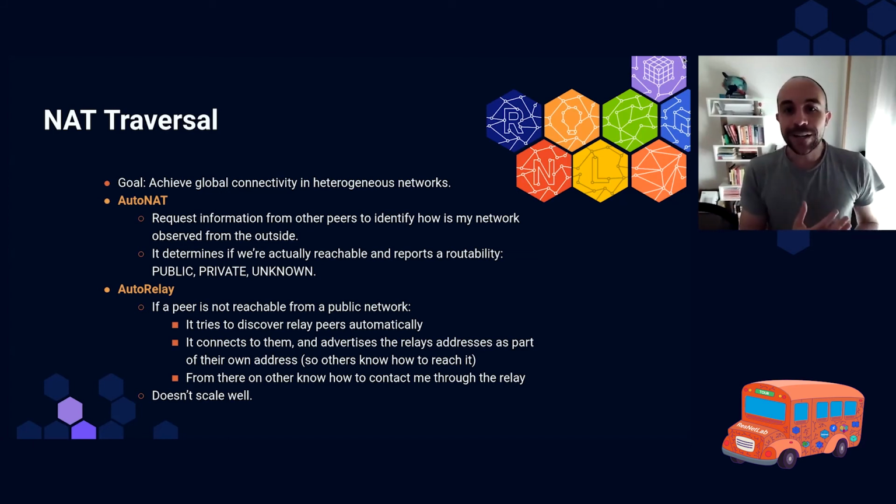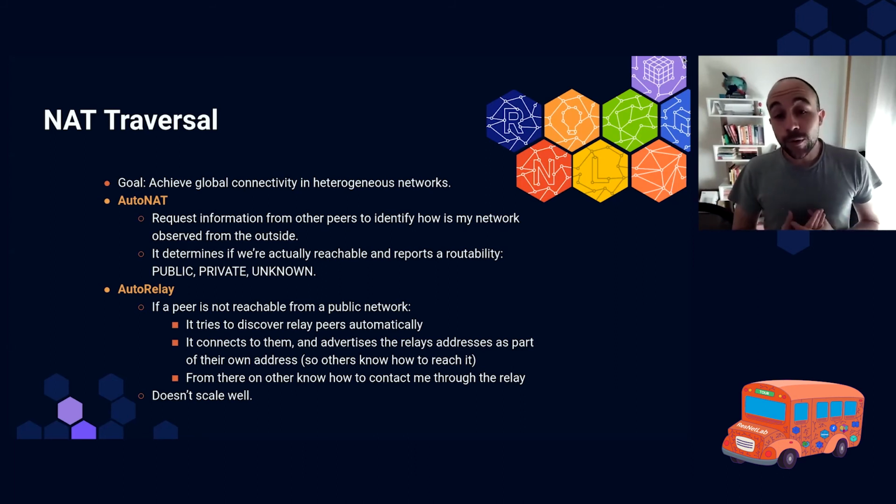If AutoNAT fails, we can always use auto-relay. In auto-relay, when a peer is not reachable from a public network, we first try to find a relay peer automatically, and we connect to it. From there on, if we're able to connect to this relay node, we announce in our multi-address the address of the relay. So if someone wants to connect to me, they will check my multi-address, and the address of the relay will be included in it, so they will know that if they want to contact me, they have to do it through this relay.